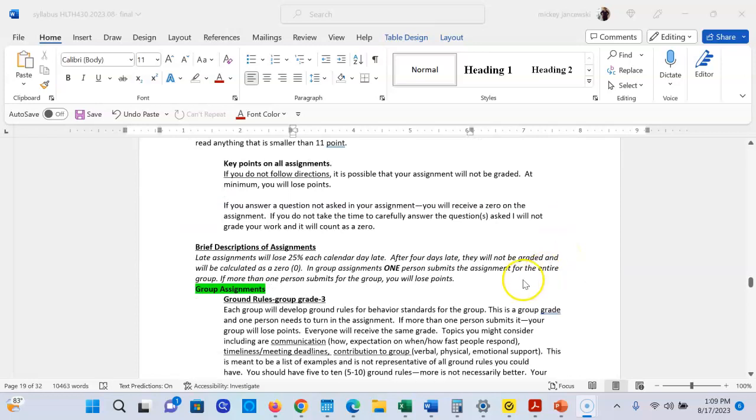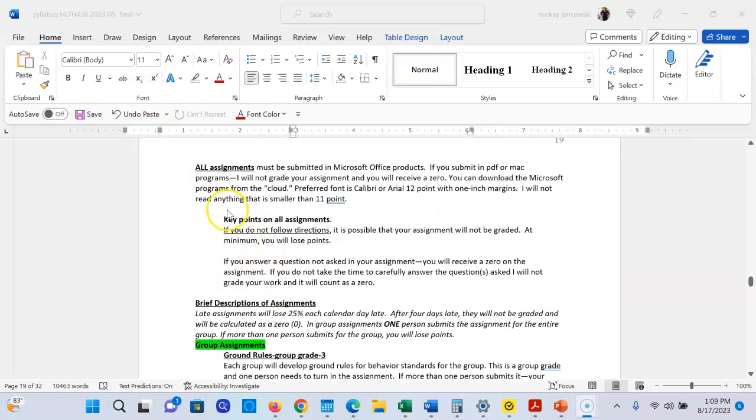Assignments, this describes all of the assignments. This is very important, something that I added this semester, and this has to do with AI, because if this happens, I'm pretty sure you used artificial intelligence. If you do not follow the directions, it's highly likely I'm not going to grade your paper, because it's too much. It's crazy when people don't follow the directions. And the other thing that's critical is if you answer a question that I did not ask you, you're probably going to receive a 0 on the assignment. If you don't take the time to carefully answer the question that I ask, then I will not grade your work.